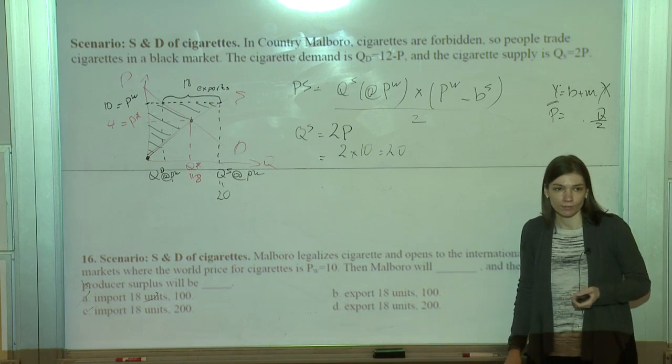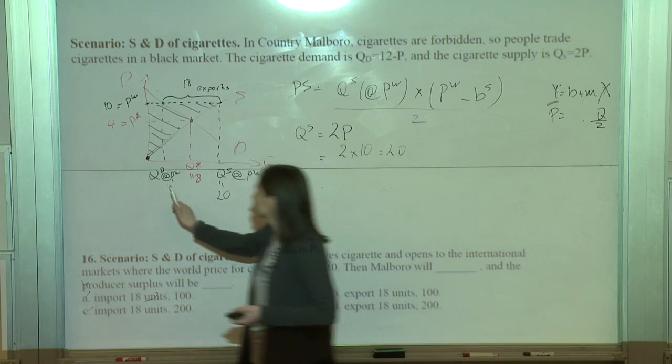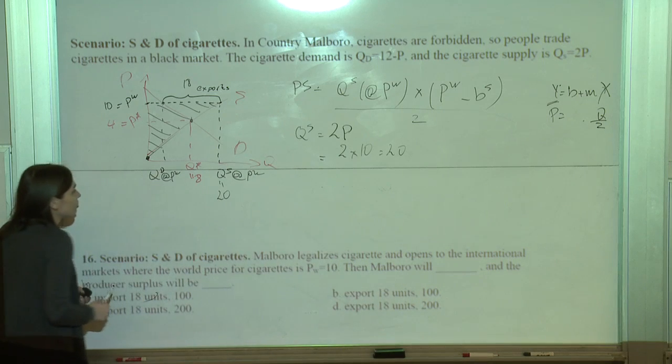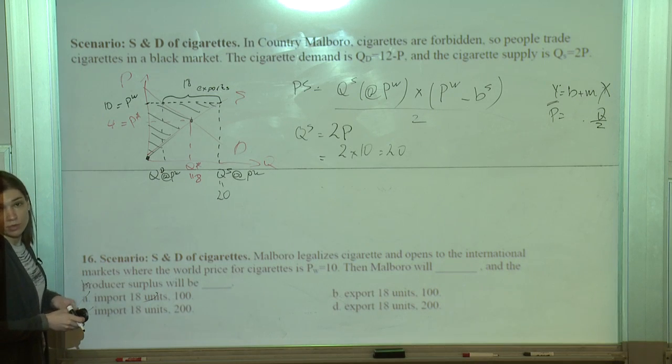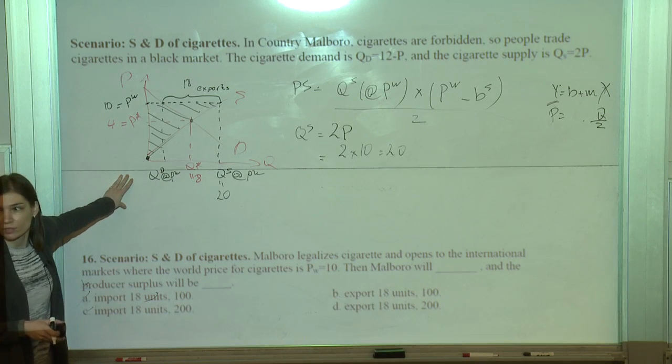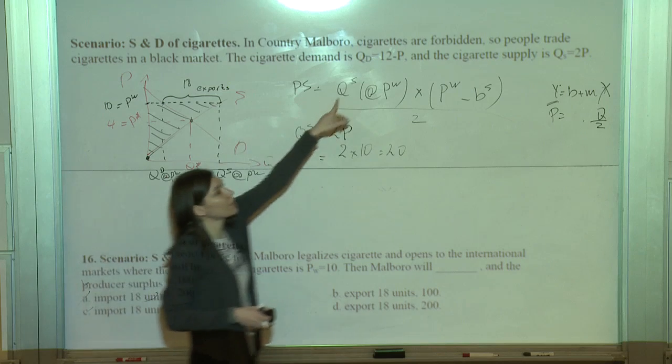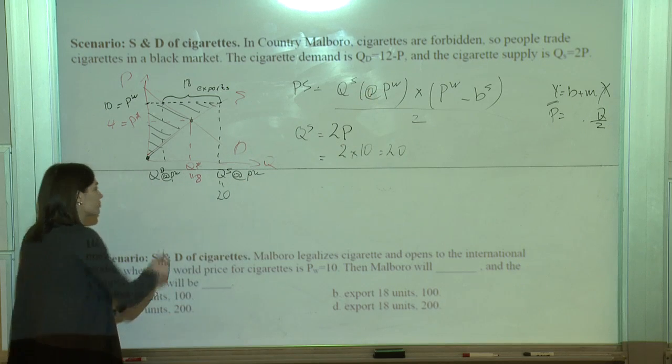Correct? So what is this then? The quantity demanded at the world price. What is the quantity demanded at the world price? It's 2, because it's 12 minus 10. So it's 2.